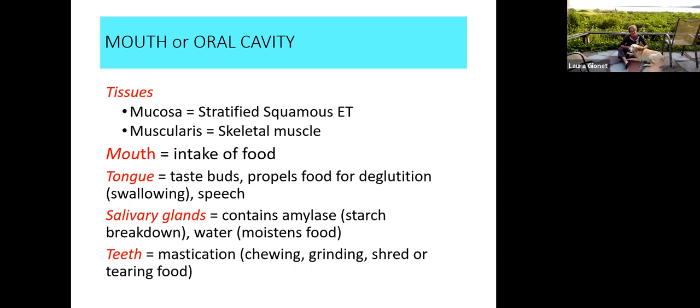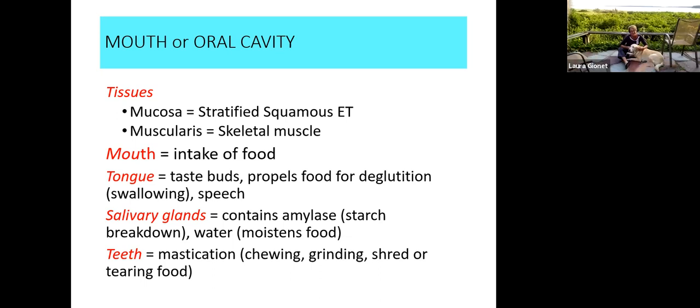And don't forget, this tongue is associated with speech and forming words. We have salivary glands that contain saliva, and saliva is mostly water, and it contains amylase, where we start carbohydrate digestion. Amylase starts breaking down a polysaccharide to a disaccharide, or starch to a disaccharide. The water helps moisten the food so it's easier to swallow, but it also provides an aqueous solution for molecules to be suspended.